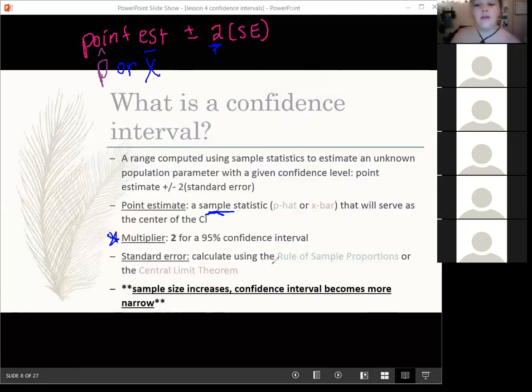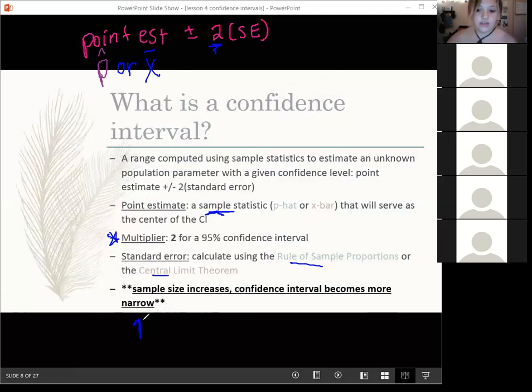We will get more into the rule of sample proportions and the central limit theorem later on, but just as a preview, that's how we find our standard error. There are different equations that we use to find that, one for proportions and one for means. Central limit theorem is in regards to means, and rule of sample proportions is for proportions. And once again, sample size has an inverse relationship with confidence interval, like how big it is.